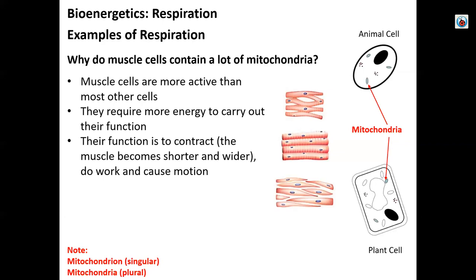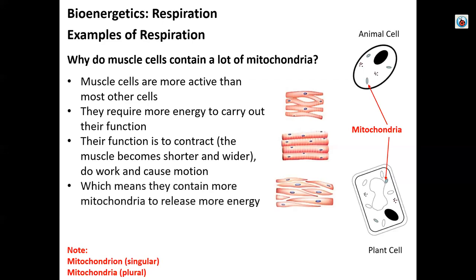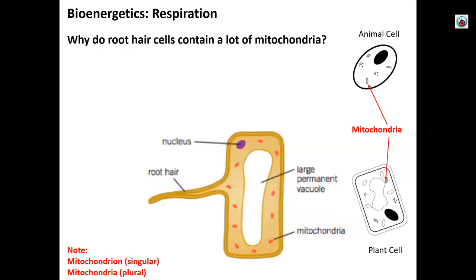Now, to be able to contract, as we've already said, it requires energy. And the majority of the time, that energy comes from aerobic respiration, which takes place in the mitochondria. So muscle cells are packed full of mitochondria, so they get the required energy to continually contract, or to contract as necessary.